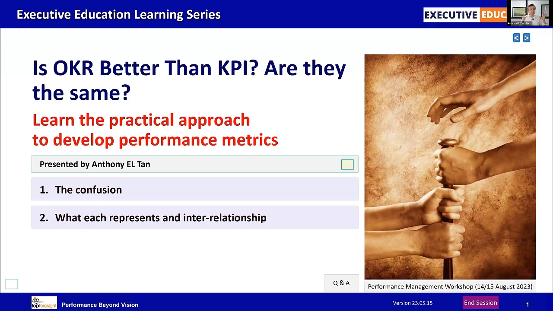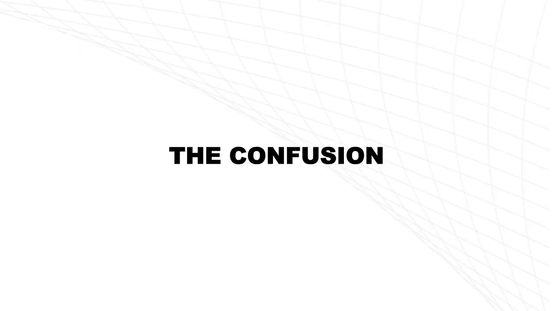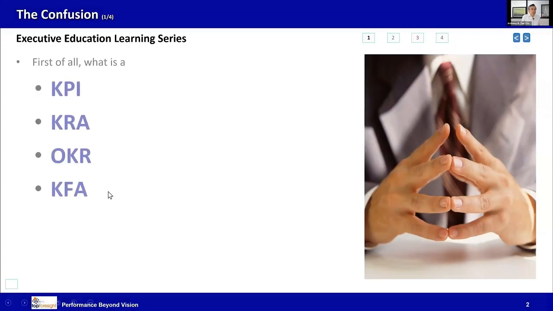Number one is, what is the confusion all about? Number two is, then we have to understand what does each represent and the interrelationship. Now, let's look at what is the confusion. First of all, I'm sure many of you have come across these words: KPI, KRA, OKR, KFA. KFA probably, and then you have key success factor, KSF as well.